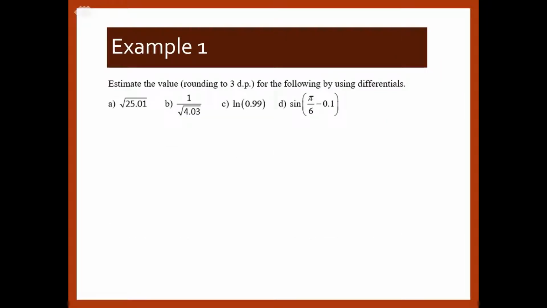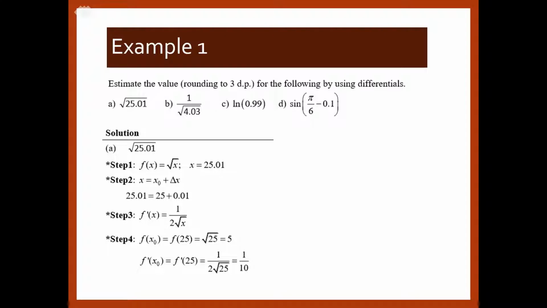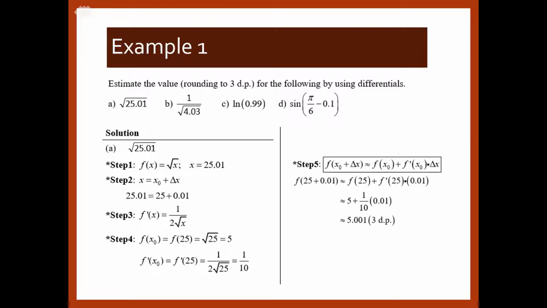Now, let's refer to example 1a. You need to estimate the value of square root 25.01 up to 3 decimal places using differentials. To solve, let f(x) equal to square root x, in which x is 25.01. As x is equal to x0 plus delta x, therefore, x0 is 25 and delta x is 0.01. Differentiate the f, you should get 1 over 2 square root x. Then substitute x0 into the f and f prime, you should get 5 for the f(x0) and 1 over 10 for the f prime x0. Substitute this value into the formula and simplify, you should get 5.001 as the final answer.